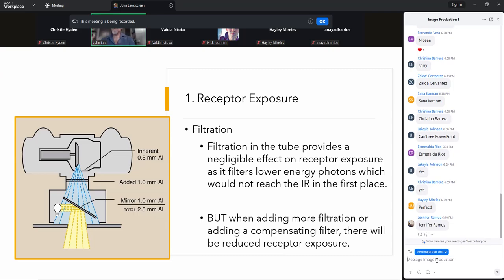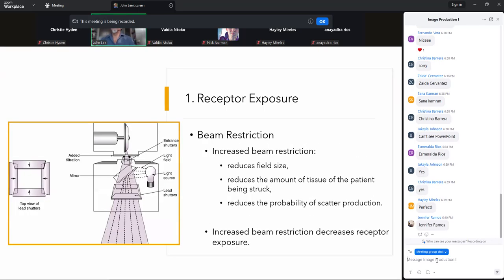And of course, as the tube ages, with tungsten vaporization occurring inside those tubes and coating the inside of the glass envelope, that inherent filtration will climb from 0.5 millimeters of aluminum equivalent up as the tube ages.